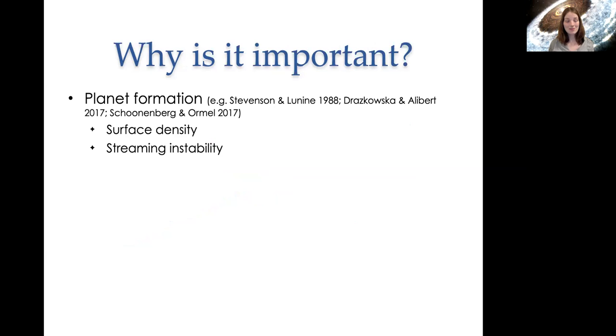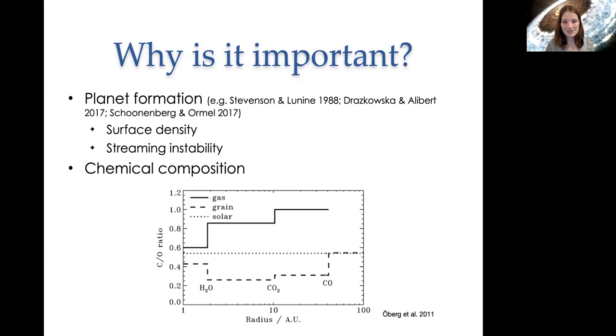Also, the streaming instability can be triggered, which means that it's easier to form larger bodies. And not only that, it also affects the chemical composition of the planets that are forming in the disks. If you look at this figure, we see that the C/O ratio in both the gas and in the grains changes around the major snowlines such as water, CO2 and CO, which means that if we form a gas giant over here, it will have a different chemical composition than if we form it over there, which is something we can hopefully trace with exoplanet observations.